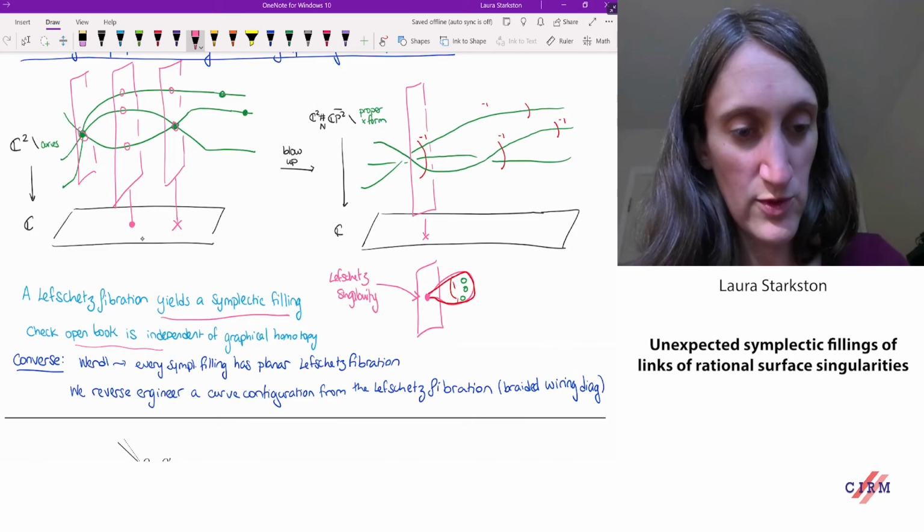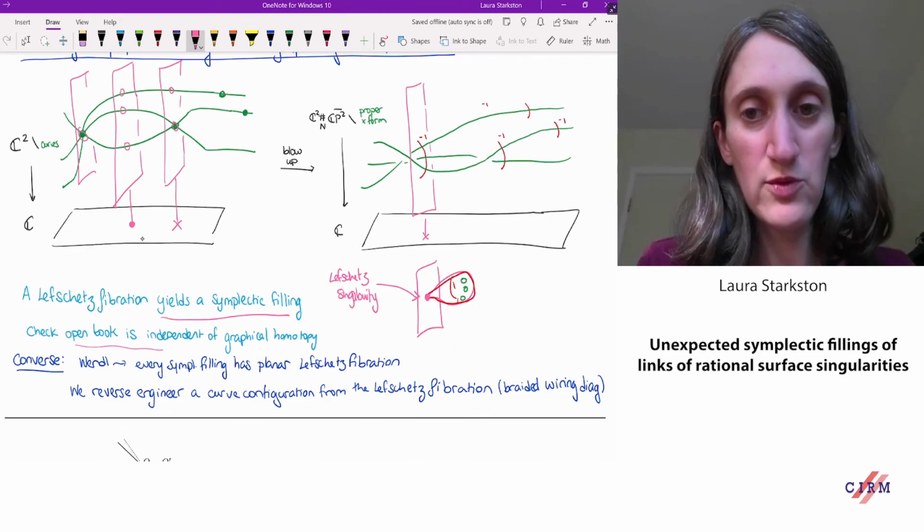And in the opposite direction, we're using this Wendl result that in fact every symplectic filling has a planar Lefschetz fibration, and we reverse engineer the curve configuration that we want using the data of the Lefschetz fibration. So we kind of push this in both directions to get this correspondence in the symplectic setting.